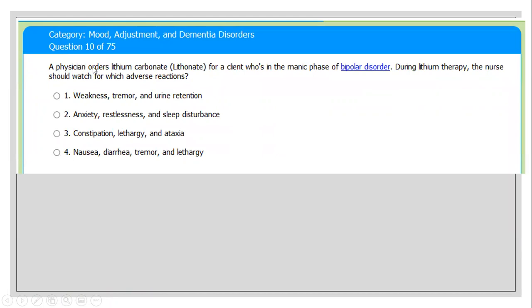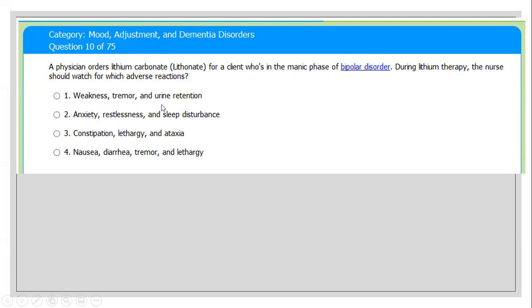Next question. A physician ordered lithium carbonate for a client who is in the manic phase of bipolar disorder. During the lithium therapy, the nurse should watch for which adverse reaction? So lithium is a mood stabilizer. A bipolar patient is depressed one week and manic another week, so they need a mood stabilizer. Lithium is a drug of choice. But if the patient takes the lithium, what should be the signs and symptoms of an adverse reaction?